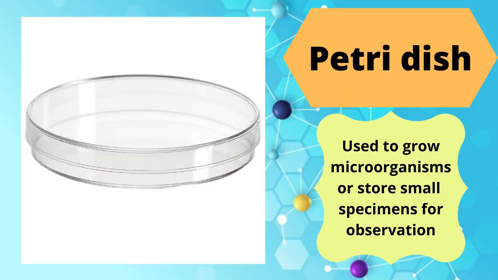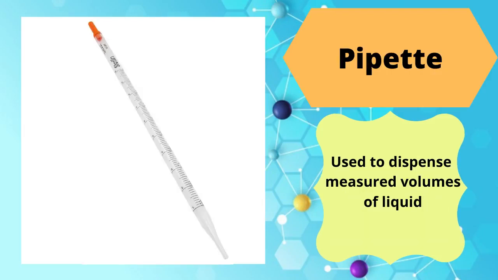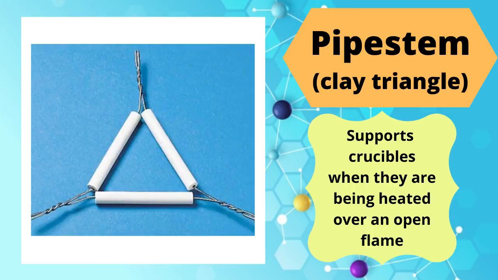Petri dish, it is used to grow microorganisms or store small specimens for observation. Pipette, used to dispense measured volumes of liquid. Pipe stem, also known as a clay triangle, supports crucibles when they are being heated over an open flame.